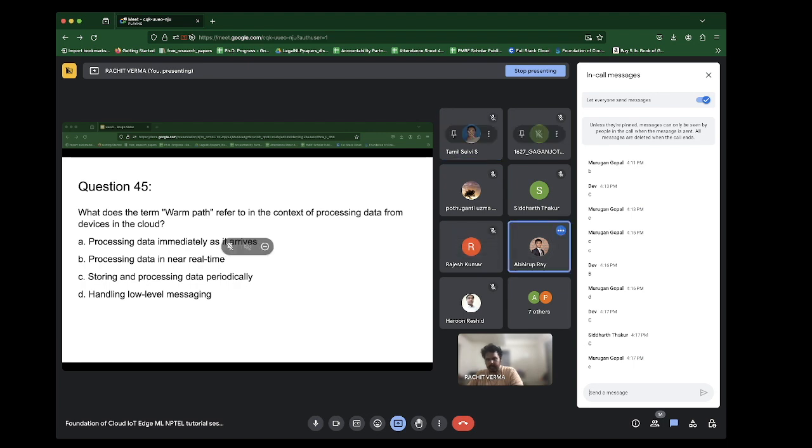So what does the term warm path refer to in the context of processing data from devices in the cloud? A, processing data immediately as it arrives; B, processing data in near real time; C, storing and processing data periodically; or D, handling low level messaging? It's processing data in real time. Warm path. Oh, you mean B, right? D, handling low level messaging. Sorry, B, processing data in near real time.